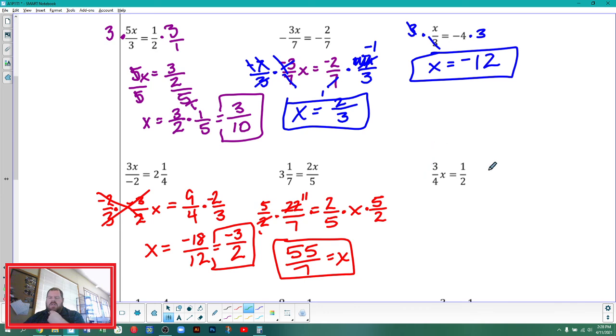Look at the next one. It's kind of written perfect for me. I'm just going to multiply by the reciprocal. 3's and 4's cancel over there. I just get x is equal to, I can even do some cross-reducing. 4 on top, 2 on bottom. 1 times 2 is 2, 1 times 3 is 3. So we have 2/3.